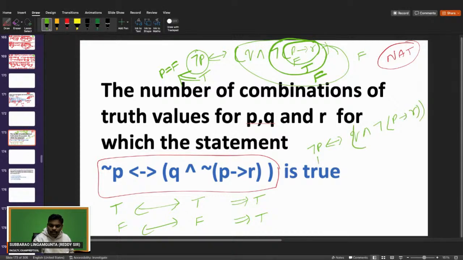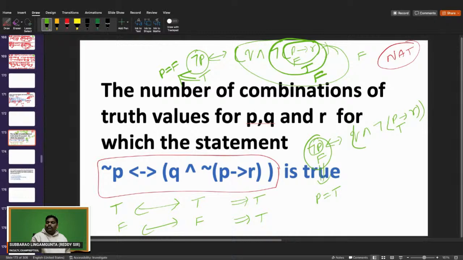Let us assume left false. Left false means P becomes true. Now remember, the question is asking the number of combinations of truth values for P, Q, and R for which the statement is true. Remember, left is already false. If you want to make the statement true, right should also be false.